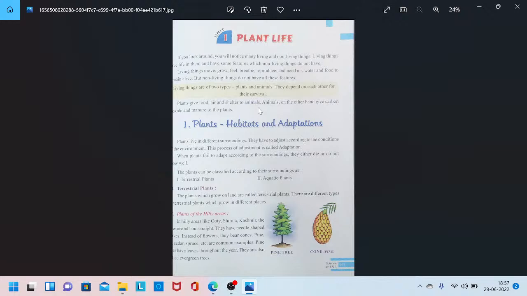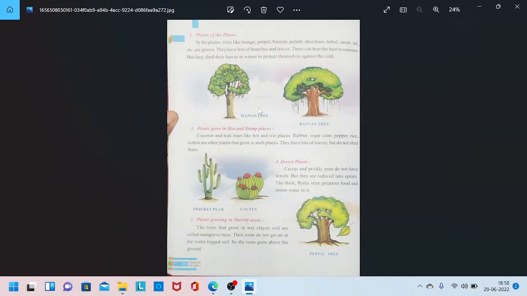And let us see now the plants of plains. In the plain areas, how will the plants be? In the plains, trees like mango, peepal, banyan, palash, sesame, babul, neem, sal, etc. are grown. They have a lot of branches and leaves. So these plants have a lot of branches and leaves. These can bear the heat in summer.